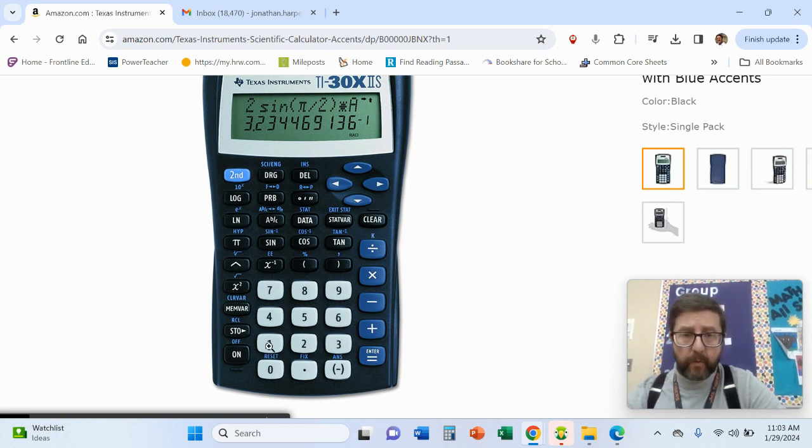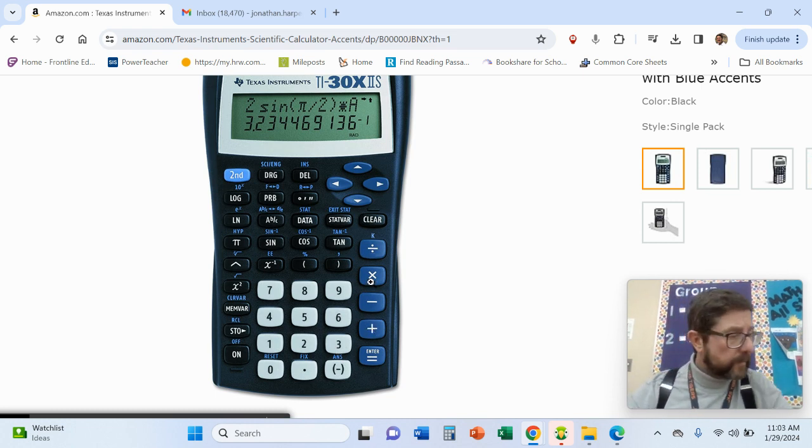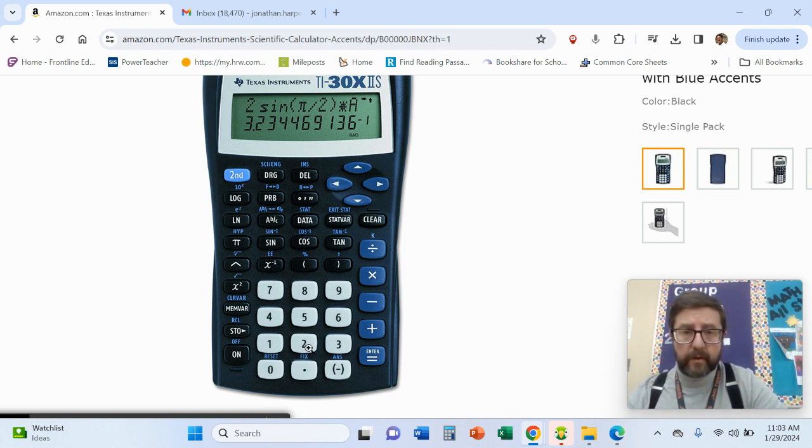Let's go back over to our Amazon advertisement. So we did 1, fraction button, 3, times 2, fraction button, 4. Now we're going to hit equals. We hit equals and our answer should be 1/6.